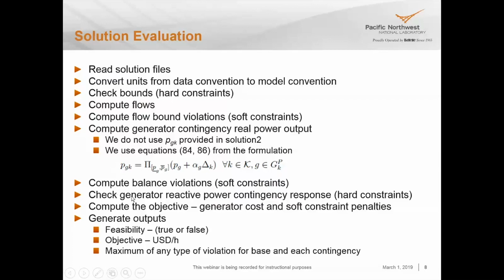We check hard constraints on generator reactive power contingency response. This is PV-PQ switching. So any violation of this constitutes an infeasibility. And finally, we evaluate the objective, and this is the sum of generator costs and all of the penalties on soft constraints. At that point, we generate the outputs, which is feasibility, is your solution feasible or not, the objective value, and then there's a detailed output file listing for each contingency and for the base case, and for each type of violation, so for each type of constraint, what is the maximum violation and what exact constraint did that maximum occur on? So which bus or which line, etc.